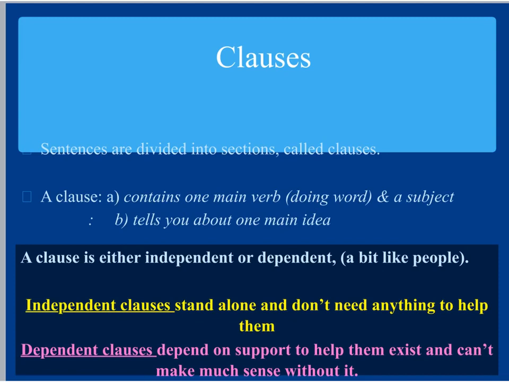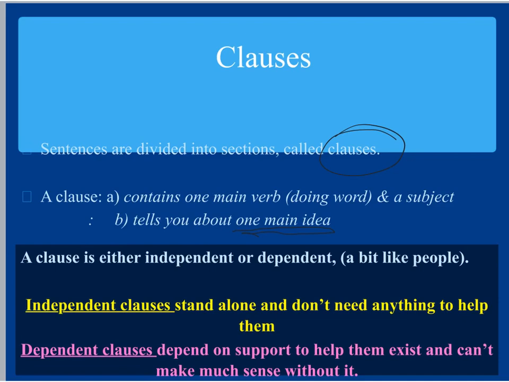So what are sentences built out of? Well, sentences are divided into sections, and each section is called a clause. A clause contains one main verb, which is a doing word, and a subject, and it tells you about one main idea. A clause can be either independent or dependent.